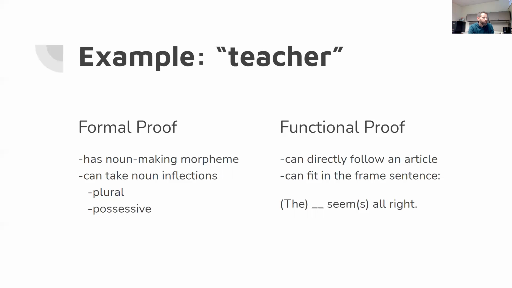We've got the word teacher. Teacher actually has a noun-making morpheme, the er at the end. Although we've learned that this is an inflectional morpheme for adjectives and adverbs, here the same spelling and same pronunciation is a different morpheme. It looks the same, sounds the same, but it's not the same, because its meaning is different. This is where we take something and we make it into a person or object that does the thing. So a teacher is a thing or a person that teaches. And it can take these noun inflections. We could say teachers. The teachers went to a meeting. Or we could talk about the teacher's classroom. And in terms of a functional proof, we have the teacher or a teacher. And it can fit this sentence: The teacher seems all right.